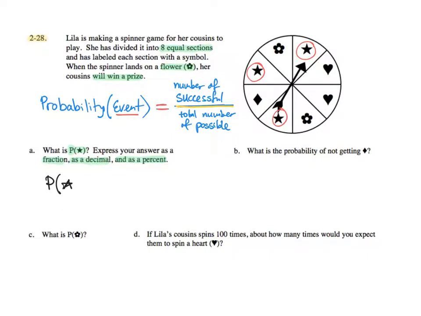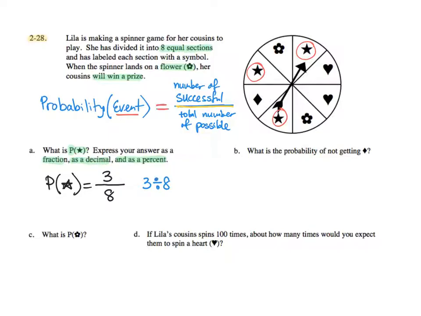So to do example A, I'm going to say probability of getting a star. I'm just going to write star is equal, and then I counted again, 3 stars could be successful, and then the total is 8. So this is the fraction. Now we need to change it to a decimal and a percent. To change a fraction to a decimal, we need to do a division. So it's going to be 3 divided by 8.